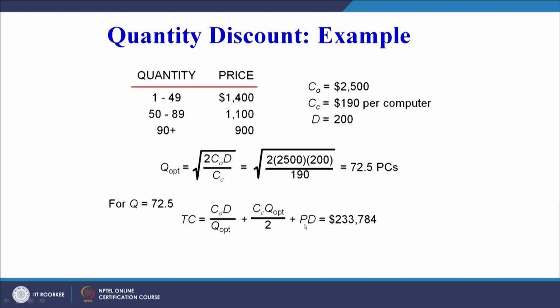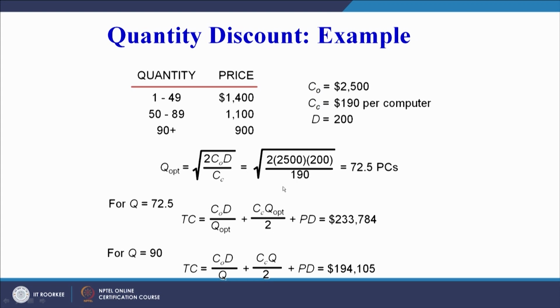I think I am correct. P will be 1100 because our Q is 72.5. But we know that if we order 90 and plus, our price will come down to 900 USD. So we can see that if we order Q equal to 90 and do the calculation for price 900, P is 900, D is 200 only, that we have already known.